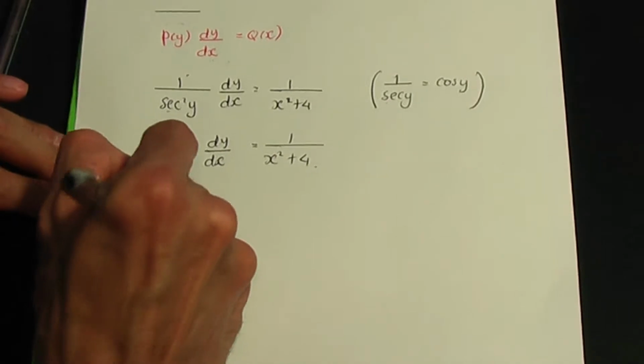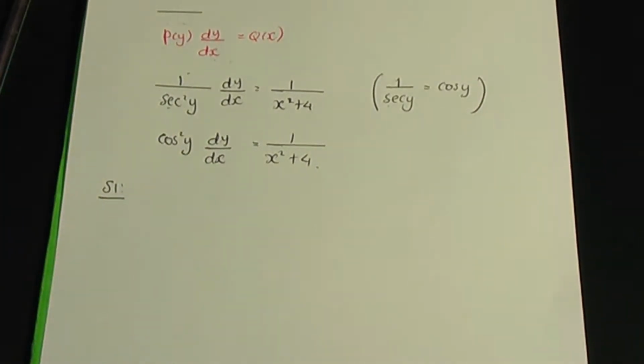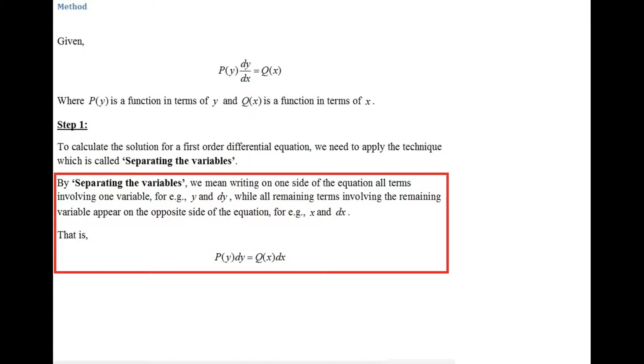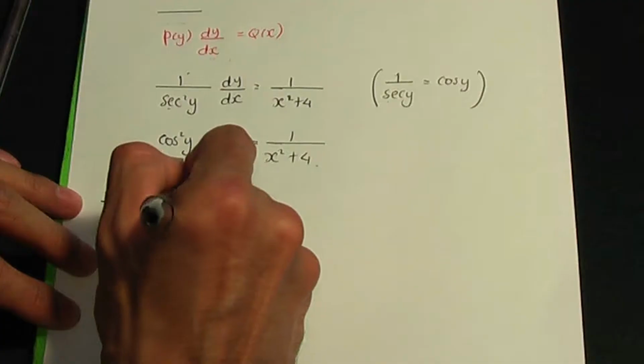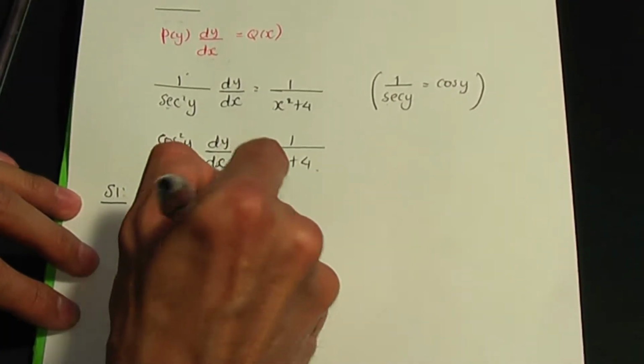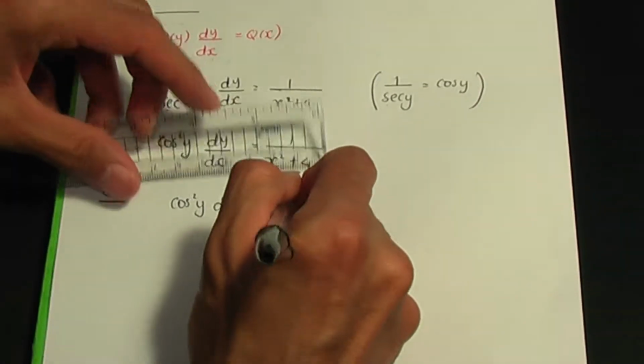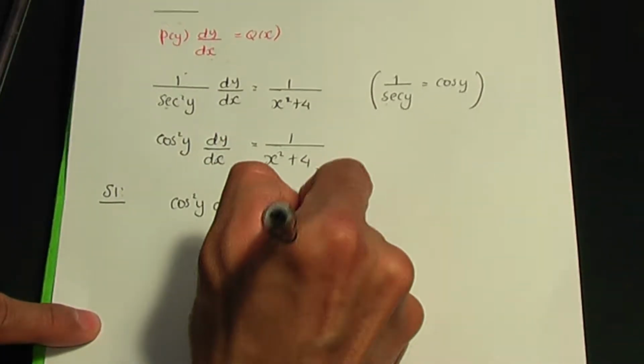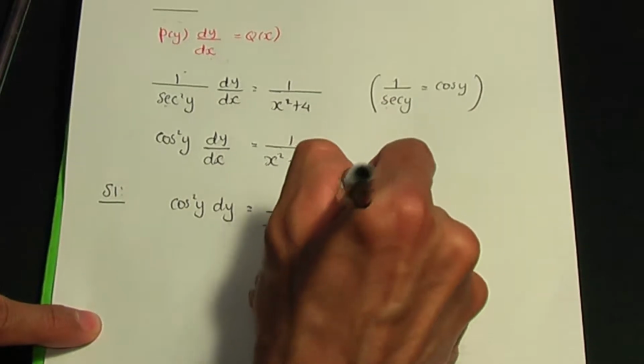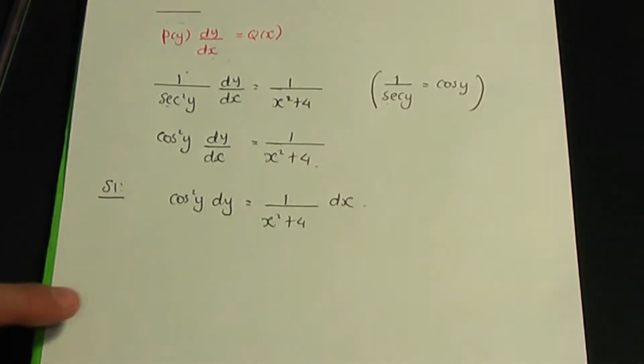So let's go to step number 1. Remember, in the screenshot, step number 1 is to write your y and dy terms on one side, and the x and dx terms on the opposite side. So back to the paper and pen. Cos squared y dy, I'm going to keep that on the left, and 1 over x squared plus 4 dx, I'll keep that on the right.